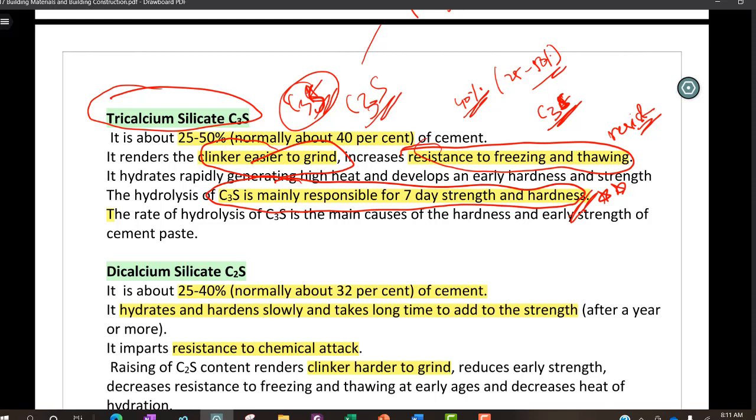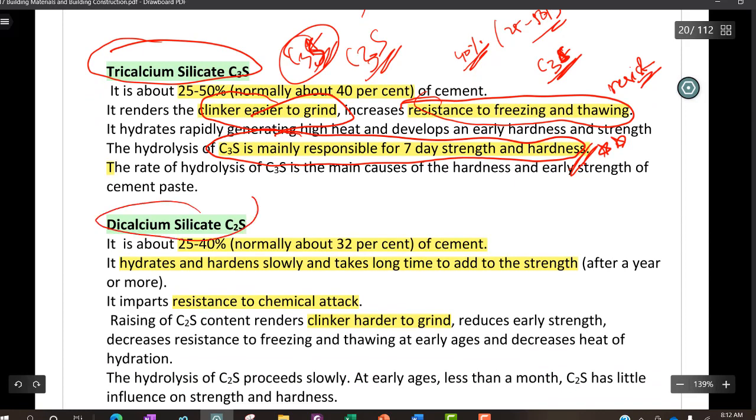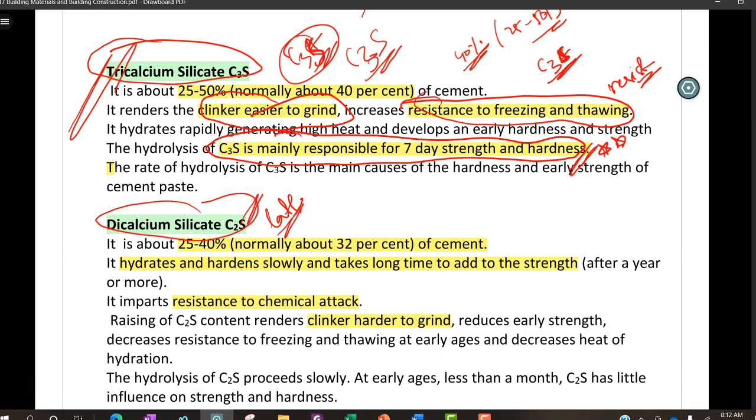7-day strength mainly depends on what? Your tricalcium silicate, which is C3S. Remember, now coming to dicalcium silicate. See, early strength is because of tricalcium silicate. So what will late strength come from? It is because of dicalcium silicate. In general, it will be around 32%. So it is basically 25% to 40%. It is the second highest composition. So around 32% you can take.